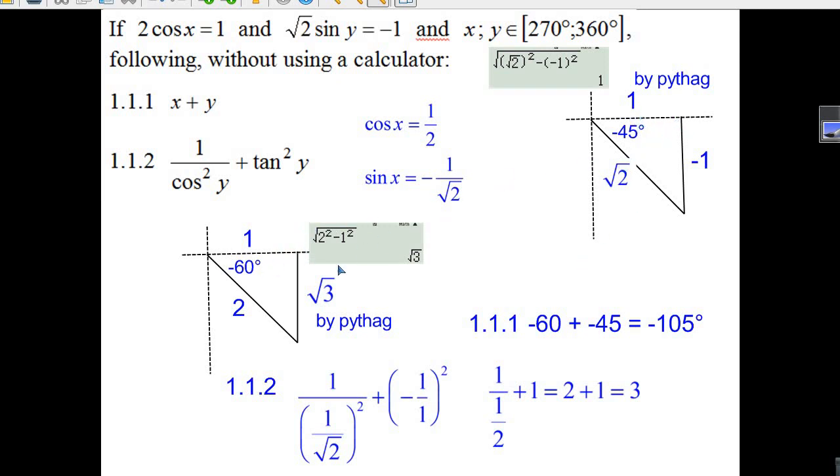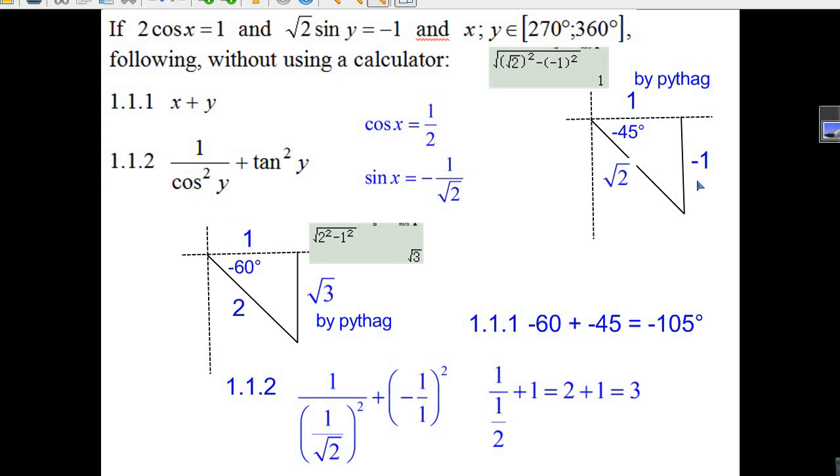Okay, now you have to have your special triangles. These are drawings of the special triangles, where the cosine is 1 over root 2, and the sine is minus 1 over root 2. And this must be negative 45 degrees. That must be the value of y. And this is minus 60 degrees, where the cosine's a half, plus 60 up here, but minus 60 gives you the same answer, 1 over 2. So the angle x is minus 60. When you add them together, you get minus 105 degrees. That's the answer to the first one.